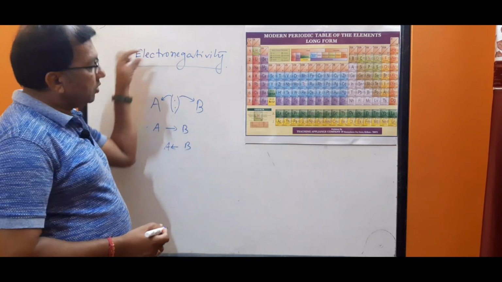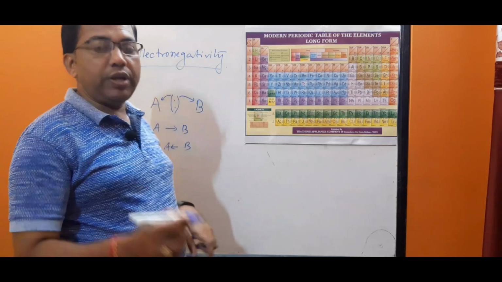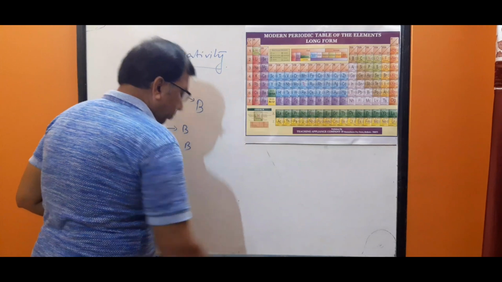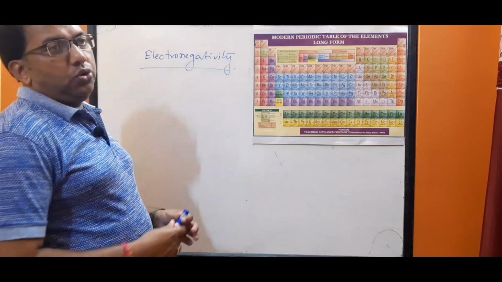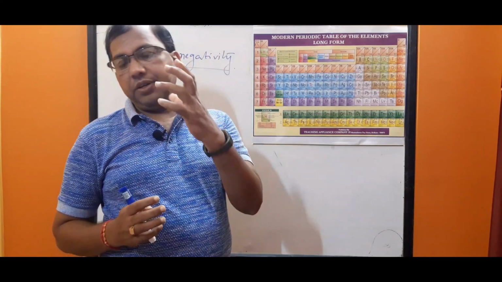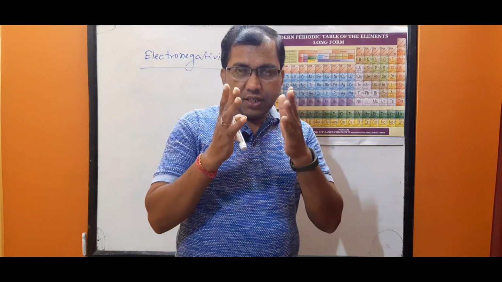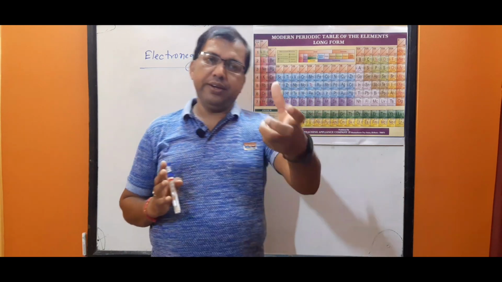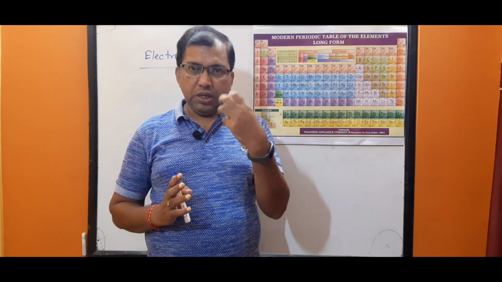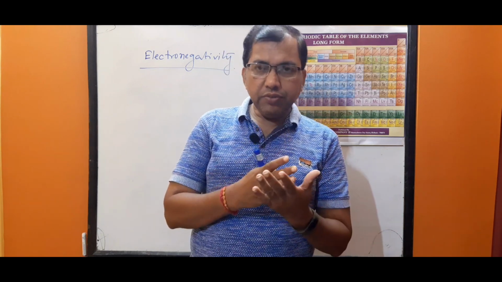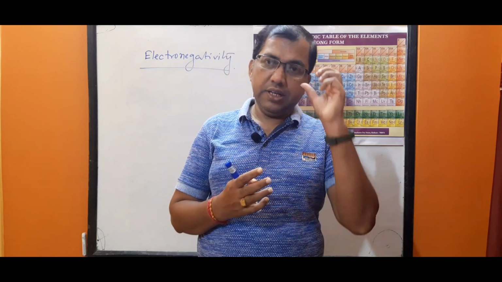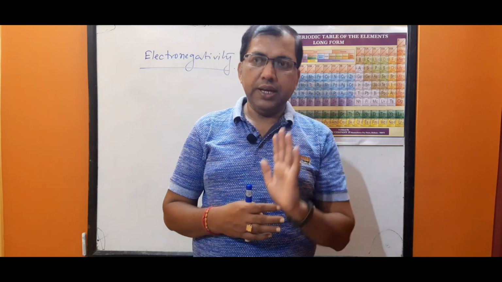On which factors does electronegativity depend? You should remember the factors. The factors on which electronegativity depends are the effective nuclear charge and the atomic radius, that is, the size of the atom. Electronegativity is also directly proportional to the positive charge of a cation and inversely proportional to the negative charge on an anion.